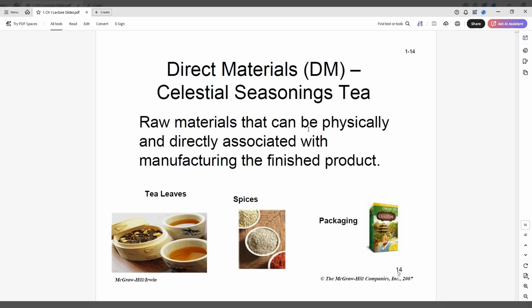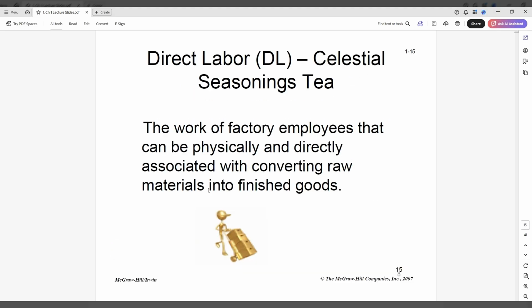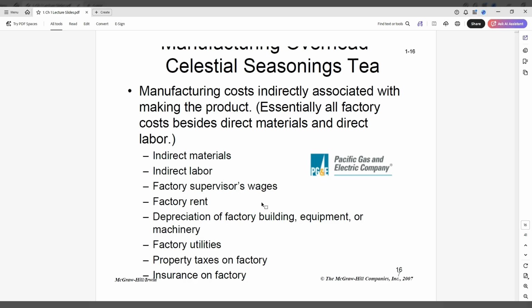And if you want a really solid definition of what we were just talking about: materials that can be physically and directly associated with manufacturing the finished product. So just some examples: tea leaves, spices, packaging, all direct materials. Direct labor is the work of factory employees that can be physically and directly associated with converting raw materials into finished goods. So like if you're working on a factory line, production line kind of thing.